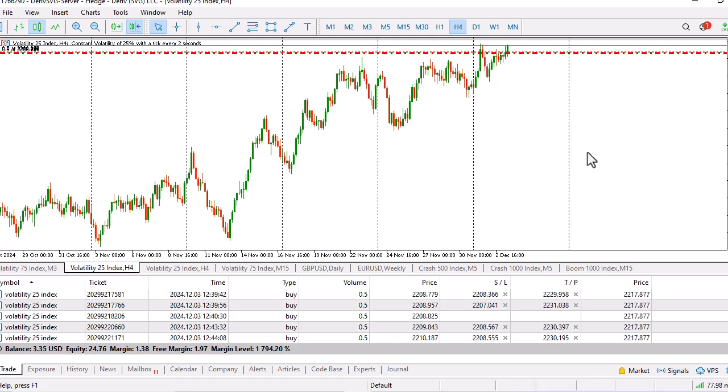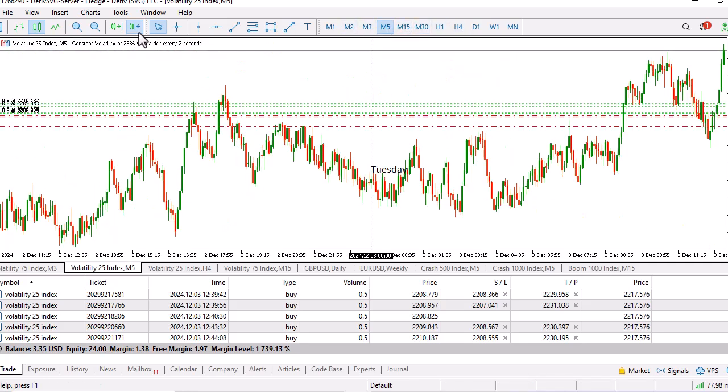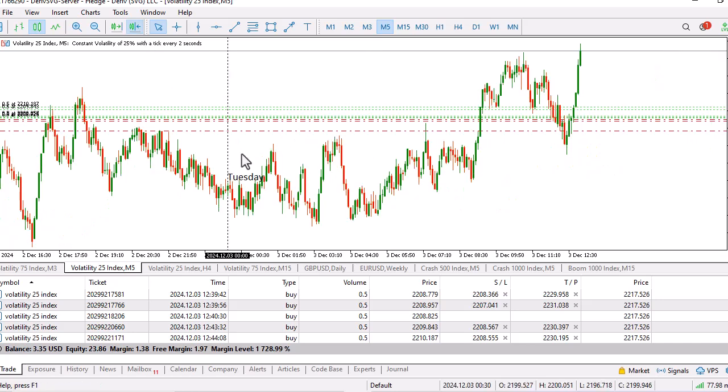I've done my analysis from the higher time frame, and I was able to obtain that I'm bullish for my New York session. That was how I was able to take this entry. So now look at this, this is what I did.